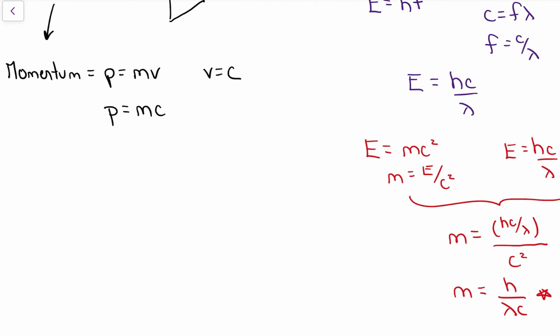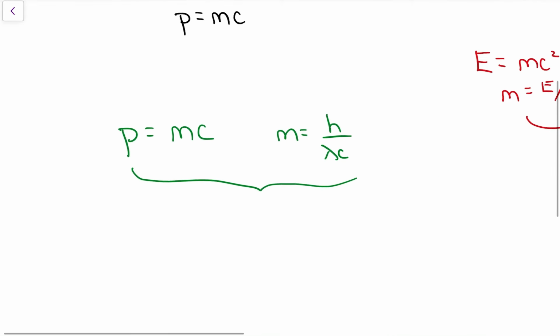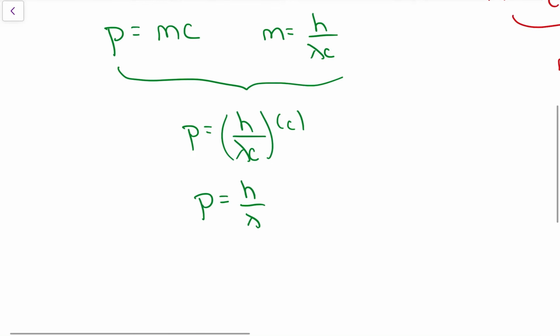Now we're almost there. We know that momentum is m times c, and we just figured out that mass was h over lambda c. If we combine those two, we can say that momentum equals h over lambda c, all multiplied by c. The c's are going to cancel. We get this crazy equation. Momentum equals h over lambda.